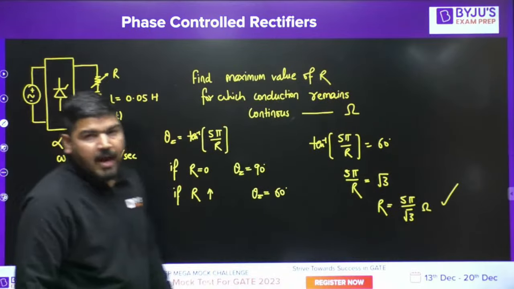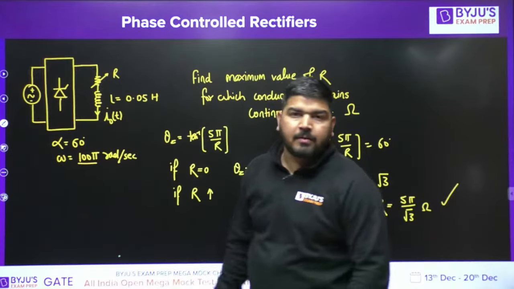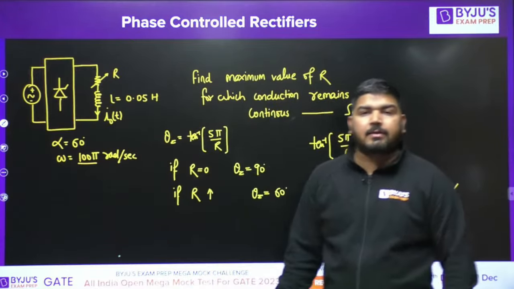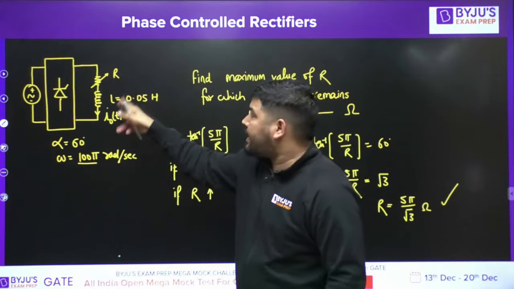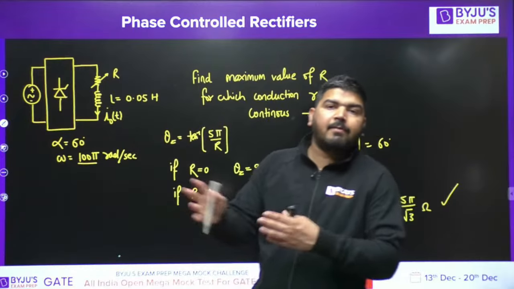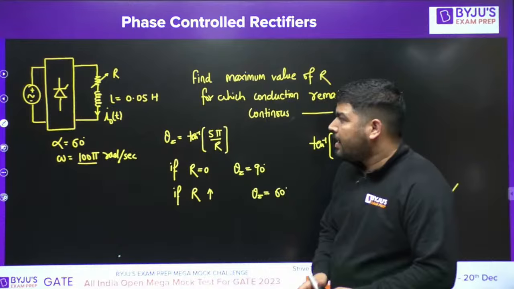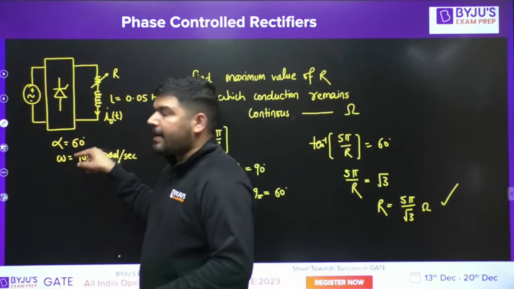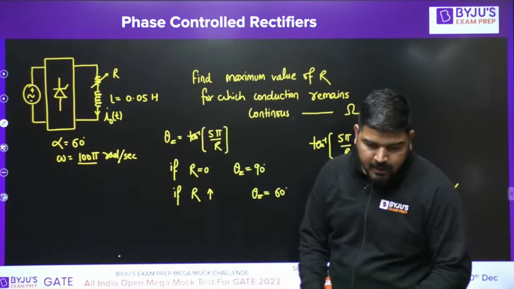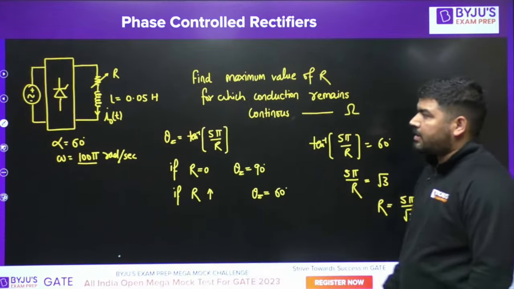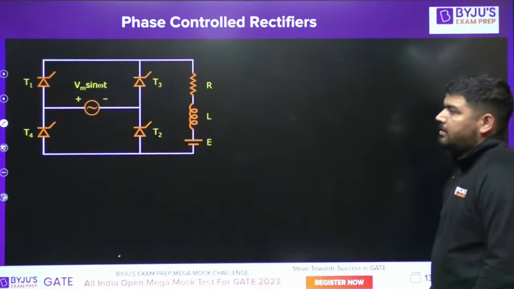Now let's come to the next point. Let me tell you guys, if alpha is fixed, L is fixed, and R is variable, then R will decide the conduction, whether it is continuous or discontinuous. If alpha is fixed, R is fixed, then L will decide. There will be a critical value of L also, for which the conduction will become continuous or discontinuous. Similarly, if R and L are fixed and alpha is variable, then also you can calculate the value of alpha for which the conduction is continuous or discontinuous. This is a very interesting case and a very interesting question.